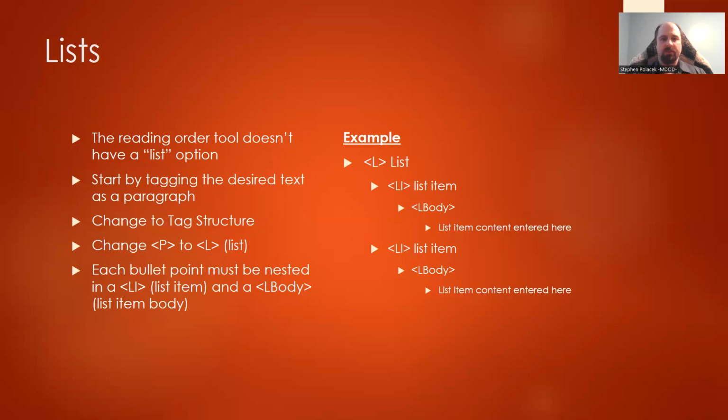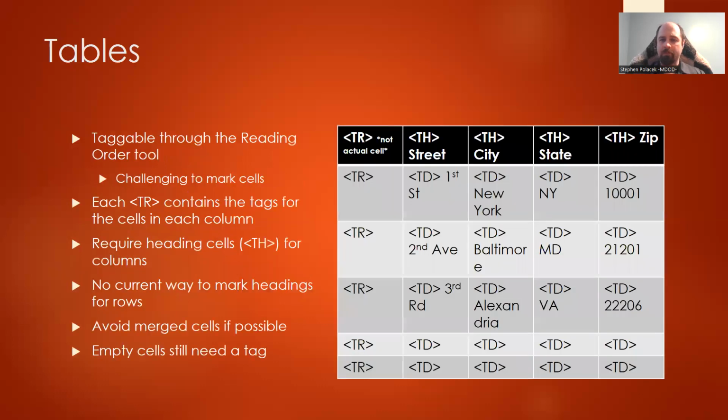Next element type we're going to talk about is tables. Tables are taggable through the reading order tool. It can be a little challenging to mark individual cells though. Usually when you create a table and put it through the auto tagger, it is generally pretty good, but it's still good to know the structure of it because you might end up having to edit it, especially if you get an irregularity error in the accessibility checker.